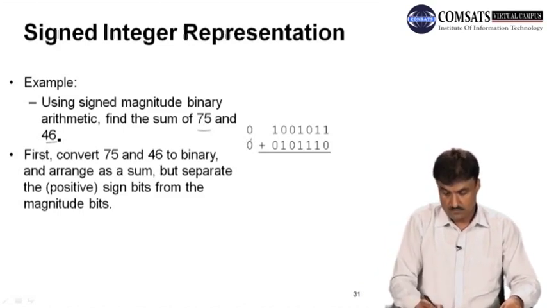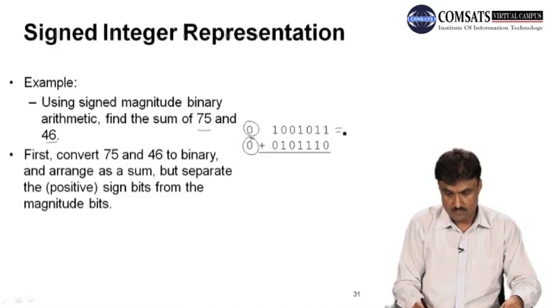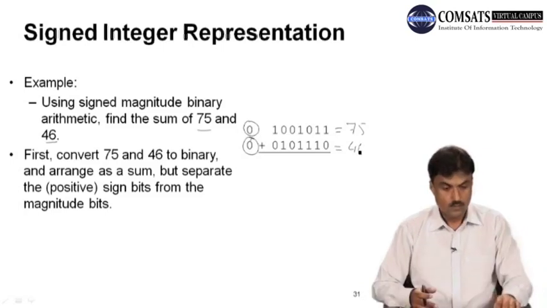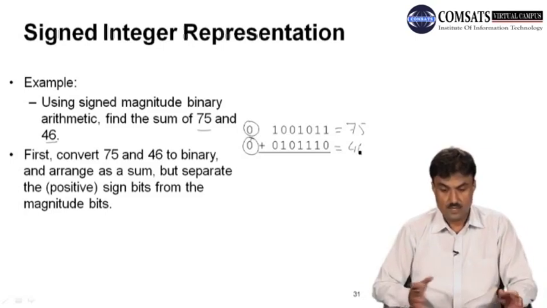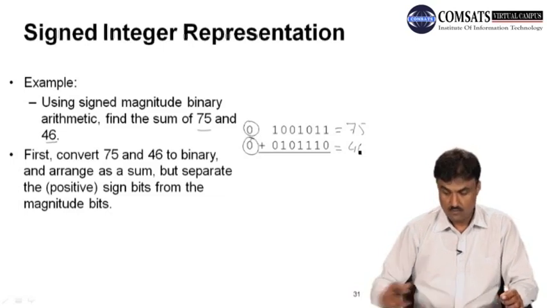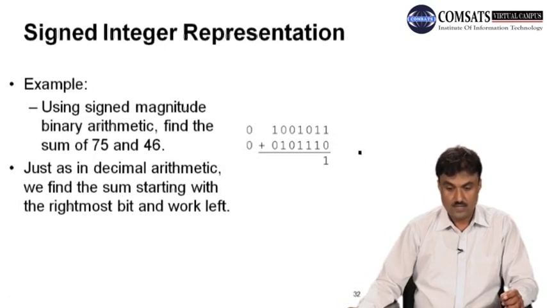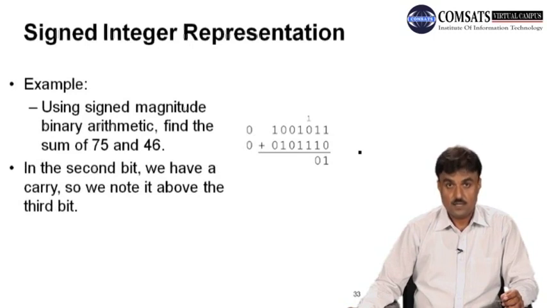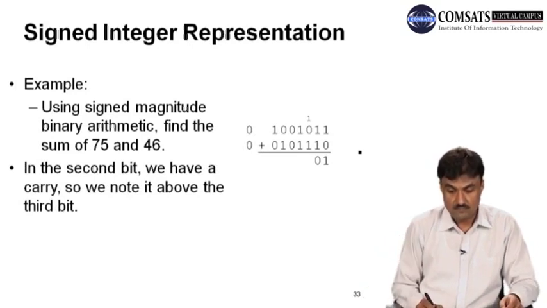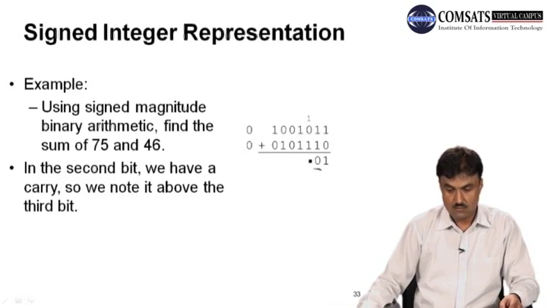For the value 75, this bit shows a plus or positive number. Here this value shows 75, and here this value in decimal shows 46. We have already converted these two numbers. Now we will perform addition. 1 plus 0 is equal to 1, then 1 plus 1 is equal to 10, so 0 will be here as a sum, and 1 will be a carry. So 1 plus 1 again is equal to 10, so 0 will be here.